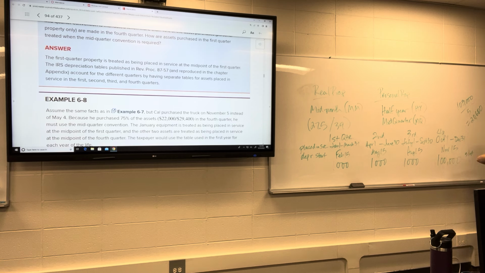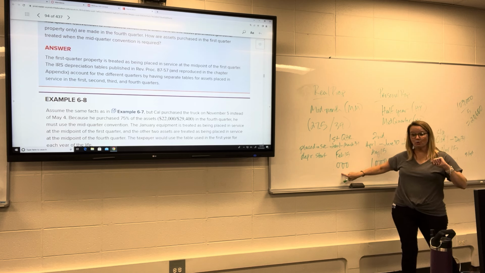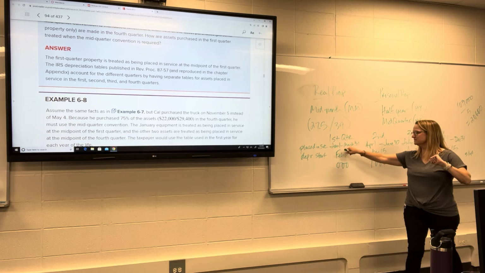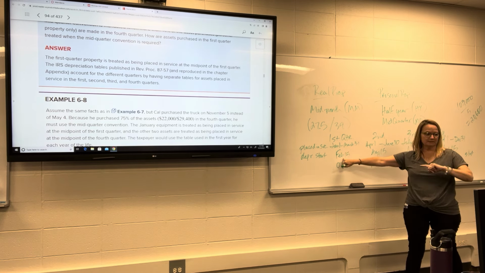Now, the year that we sell it, we have to use the same convention that we used in the year that we purchased it. That does not mean that this stops depreciating November 15th, though. If we sold it in the first quarter of a year, then we're gonna stop depreciating it in the middle of that quarter.